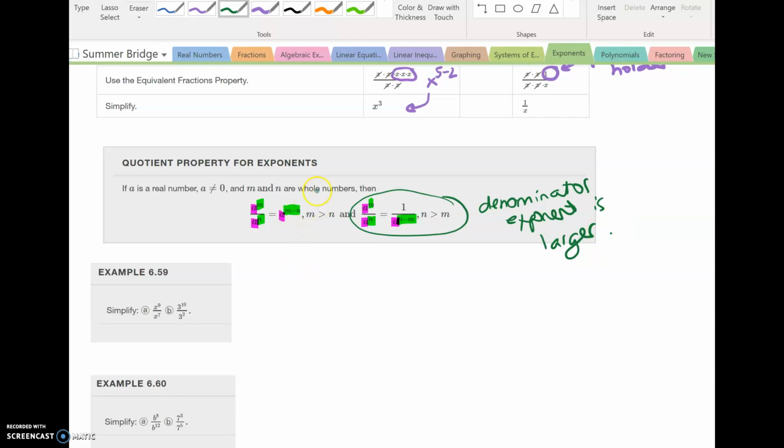And in this next case, or in this first one, we're saying that the numerator is larger. So that's when we subtract the denominator from the numerator. Okay, so basically you're doing the largest exponent minus the smallest exponent, and you're going to keep the place of the largest exponent. If that makes sense. Okay, so let's do a couple of examples here.